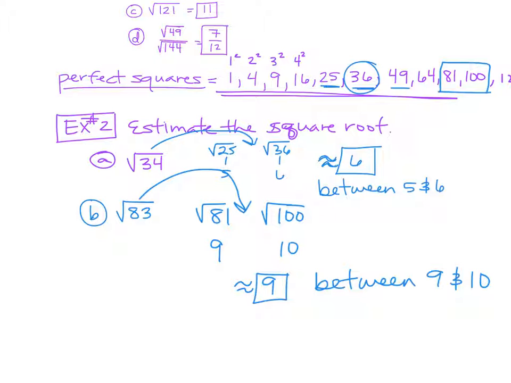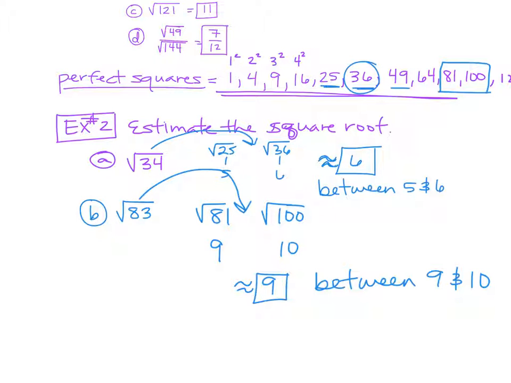Any questions on that? How can you check your answer? How can you check if you're close? Plug it into your calculator, right? If I plug in the square root of 83 in my calculator, I get 9.1104. That's close to 9, okay? Whereas if I plugged in the square root of 99 in my calculator, I get 9.9. That's closer to 10, okay? So plug it in and check. Just make sure you have it.